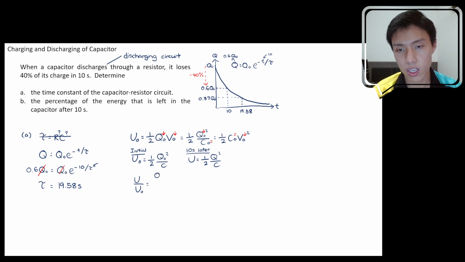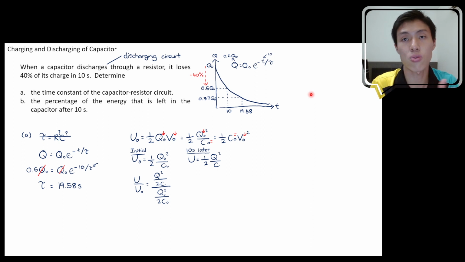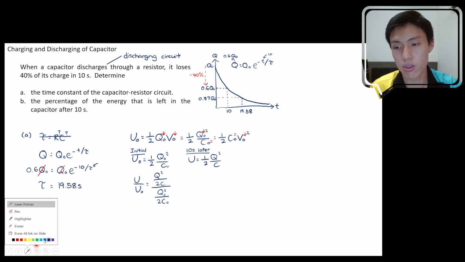So this will be Q squared over 2C. In the upper part, the numerator, there's no naught, whereas in the denominator there is a naught, because it represents the maximum initial value. We know that the capacitance will not change throughout the discharging process. The capacitance only depends on the dielectric, the area, and the distance between the plates. We are not changing any of this, so our capacitance will remain the same throughout the discharging process.